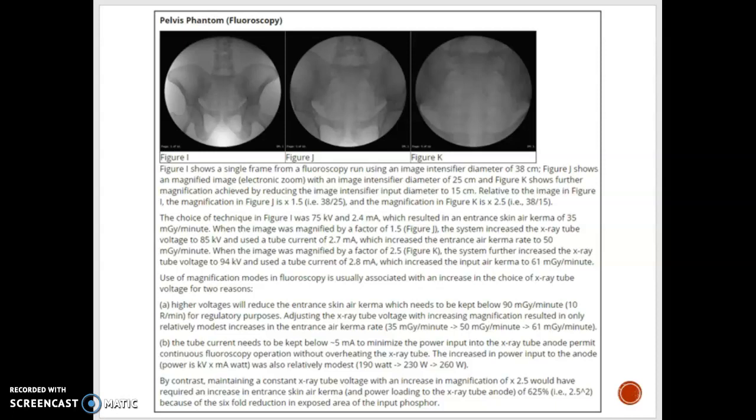So the system will adjust for the kilovolts, and we know the higher the kV, the lower the mAs normally is in general radiography. But here, with an increase in kV to compensate for magnification, there's also a slight increase in the milliamps and a gradual increase in the dose to the patient.